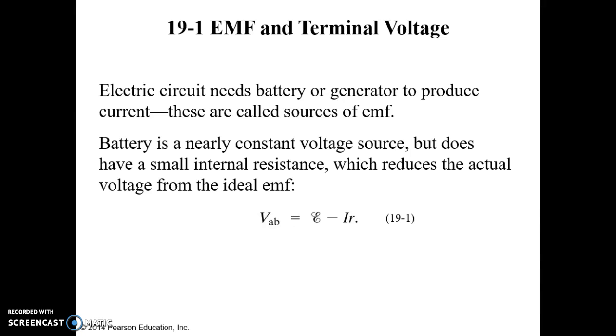All batteries, or whatever voltage source you're using, have some internal resistance. It's not perfect. So the actual voltage your circuit is receiving from the battery is called terminal voltage. In the equation below, VAB stands for terminal voltage. Little r stands for internal resistance of the battery, and you already know that I stands for current. So you should expect the terminal voltage to be less than EMF because of the internal resistance of the battery.